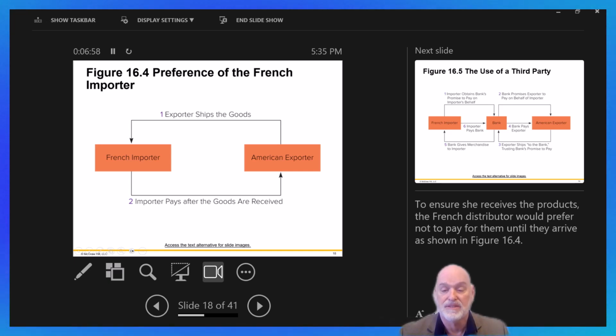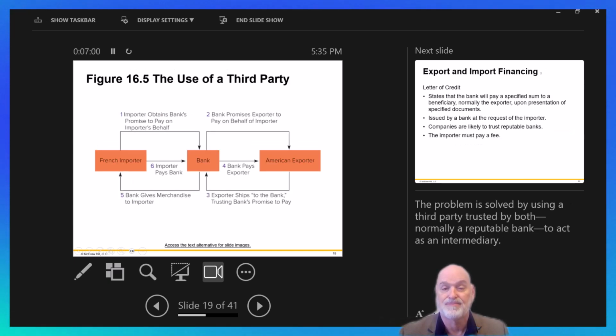Preference of the French, the other way around. The use of a third party. This is where everything comes together. One, the importer obtains a bank promise to pay on the importer's behalf. Two, the bank promises the exporter to pay on behalf of the importer. And then the whole thing processes and goes through.